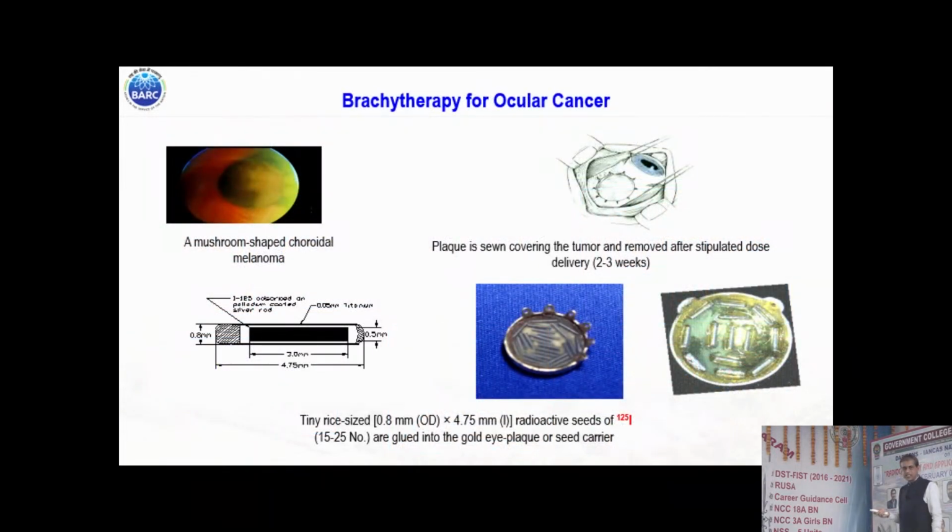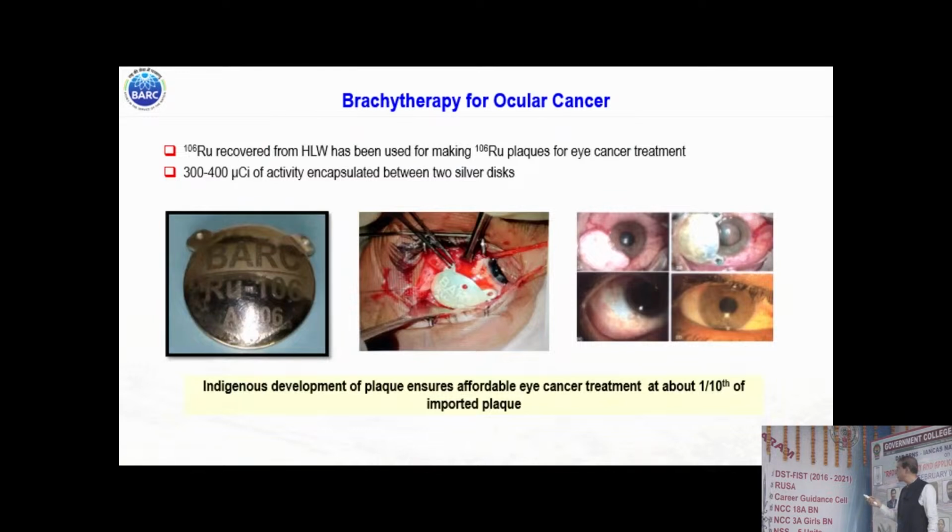So, you can see here the same thing that we regularly supply for the treatment of ocular cancer. It is placed in the eye, and after a certain amount of time it is taken out from the eye. And you can see this is another one.